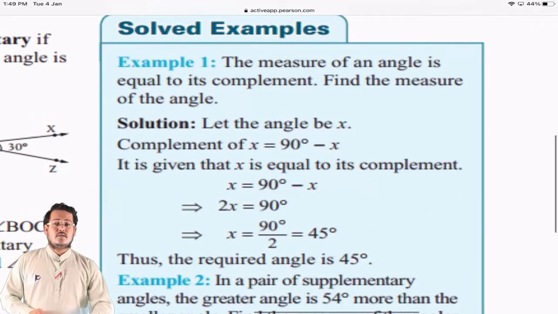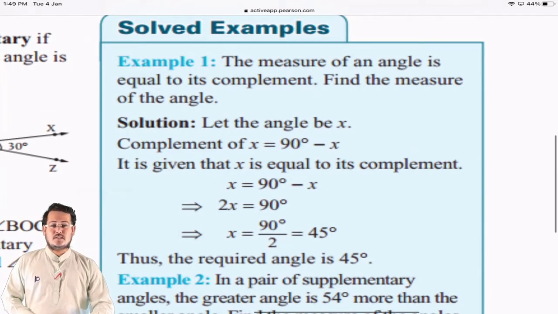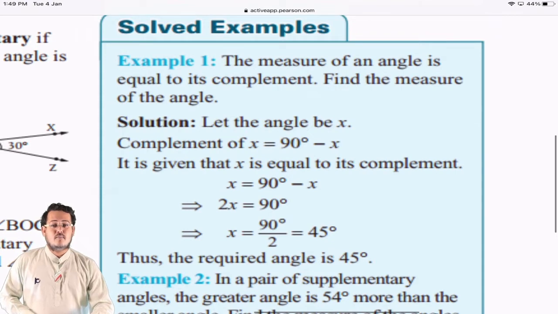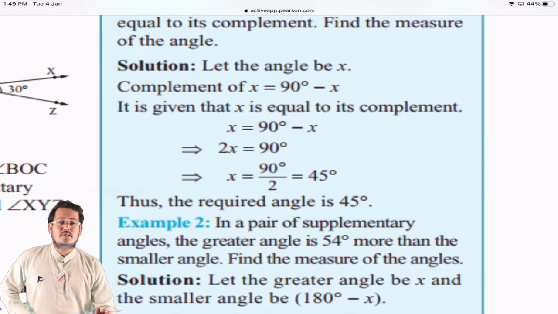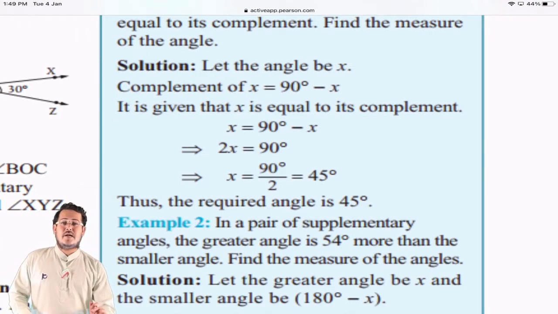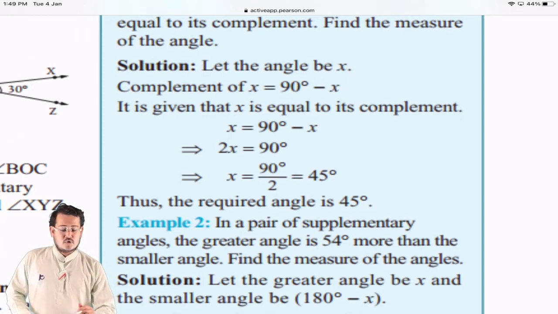Example 1 is: the measure of an angle is equal to its complement. It has been said that the given measure is equal to the complement. So whenever there is equal, it means that both the angles have the same measurement. Find the measurement of the angle. Here no measurement is given, so we will assume that angle x is the measurement of the given angle. So the complement of x is 90 minus x.